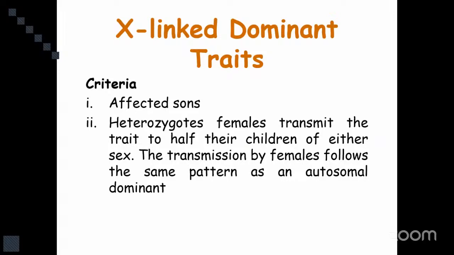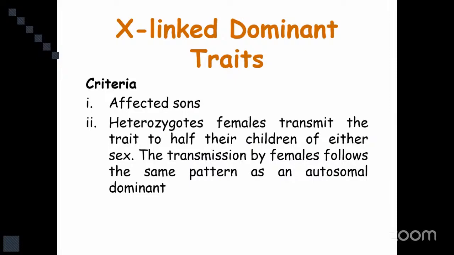So the next is X-linked dominant traits. In X-linked dominant trait, you're going to be having affected sons, because by the time you look at the people who are actually expressing the disease, you may discover that there are more sons than daughters. Number two, heterozygote females transmit the trait to half of their children of either sex. Remember, either sex simply means that whether the child is a boy or a girl, they are going to actually receive the X chromosome from their mother.